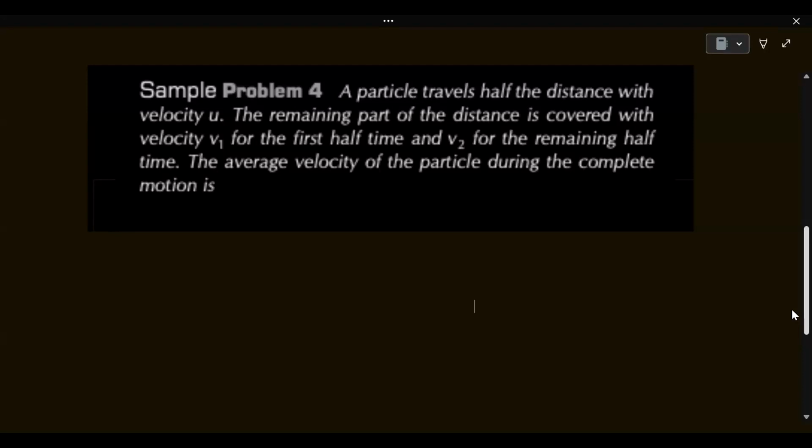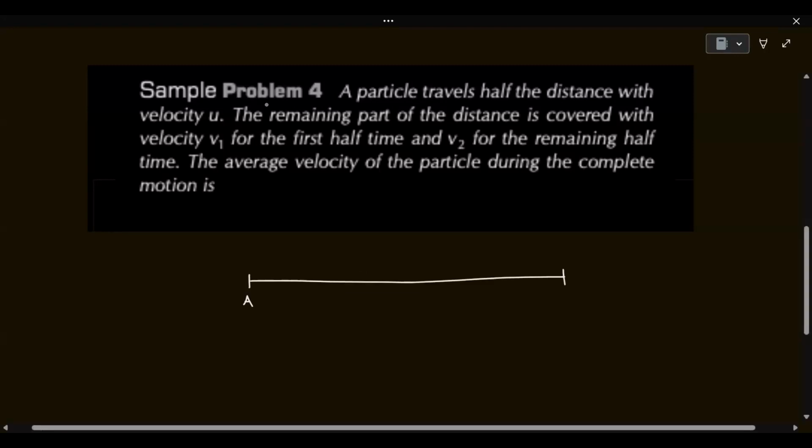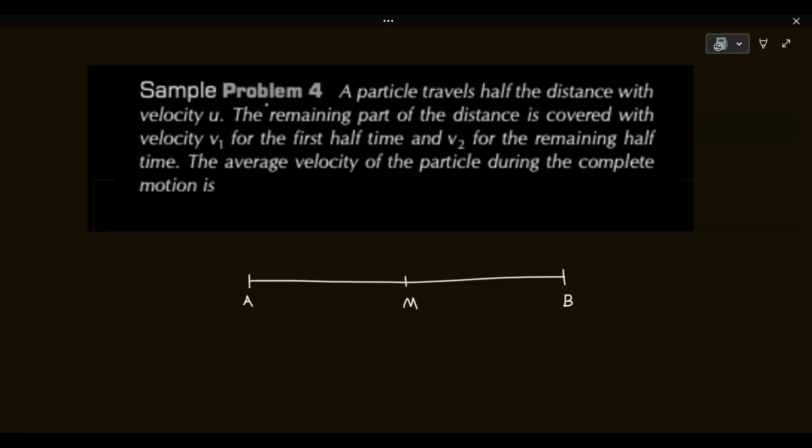Let me help you with the diagram. Let's say the body starts from A, goes up to this point here, B, and there's a midpoint right here, M. Now, the A to M distance, let's say, is D. From M to B the distance will also be D.